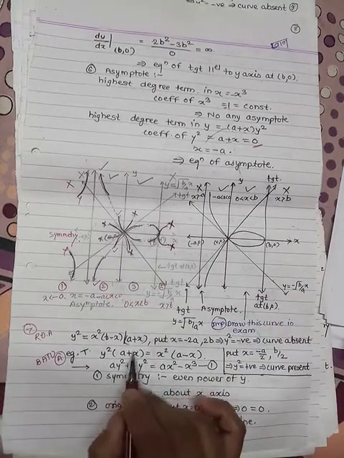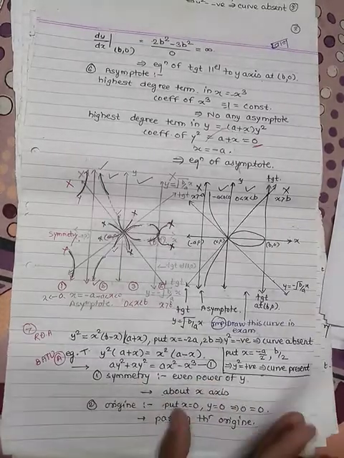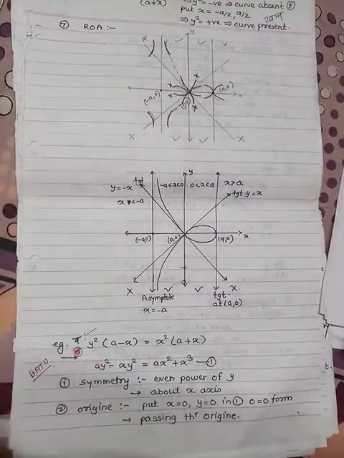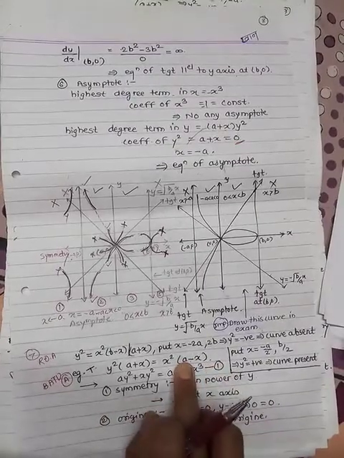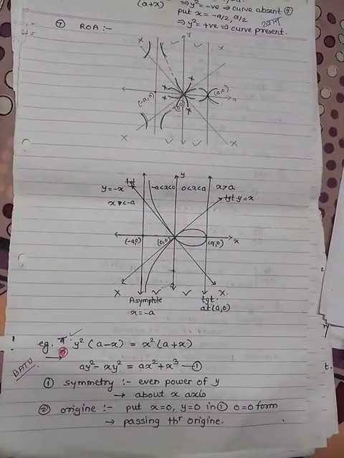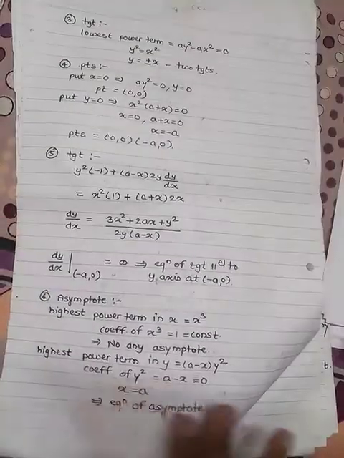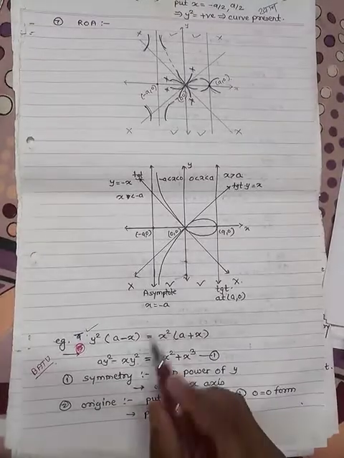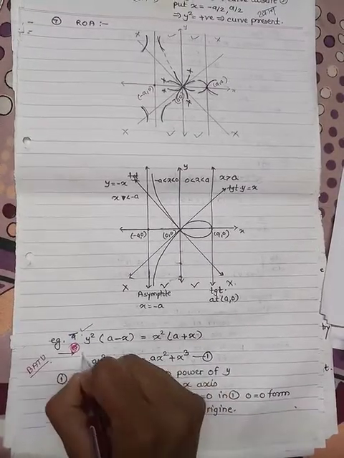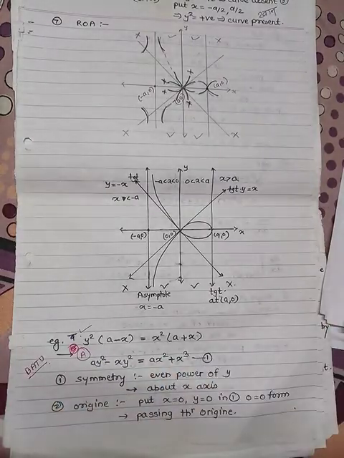Next example is y square into a plus x equal to x square into a minus x. So you can take this as an assignment. We get the same curve, only instead of b here, it is given a. So we get the same curve here. So this is again an assignment example, but this is the same curve as in the previous example.